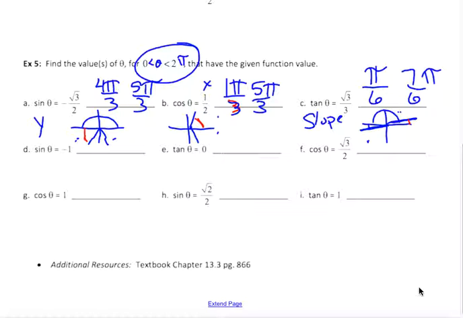So remember that unit circle is a tool. You don't necessarily have to memorize it, but use it as a tool to be able to find these different values.